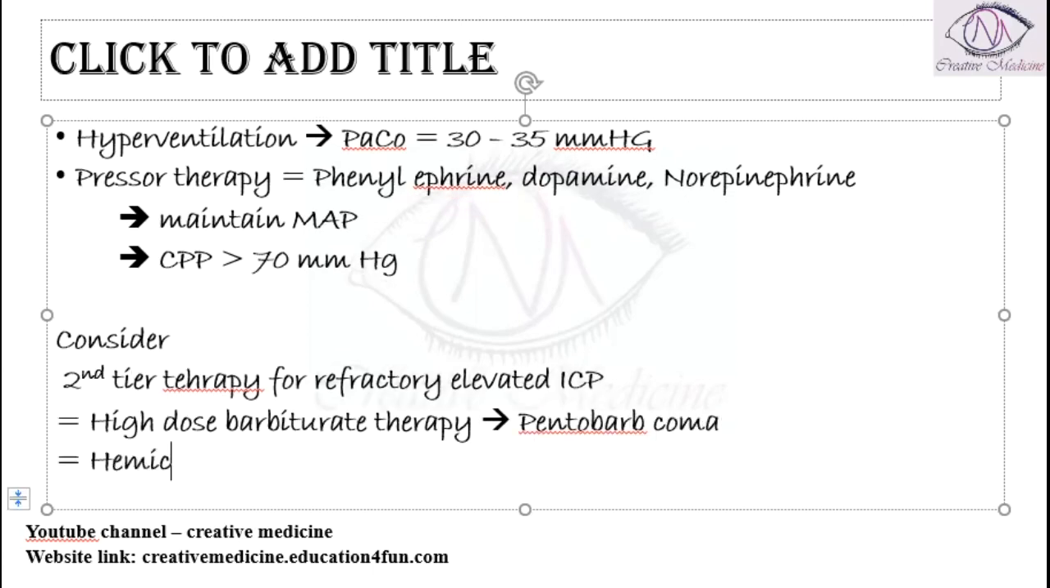And if even this is not sufficient, then you can do hemicraniectomy also. If you remove a part of the cranium, obviously the pressure on the brain will decrease, and this will have a better effect.